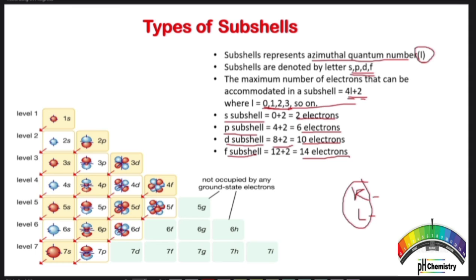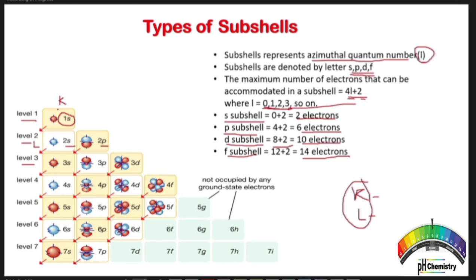Now here you can see these are the different levels. Levels are nothing but the orbits or shells. For the first orbit, which we represent by the capital letter K, we have only one subshell. So it is written as 1s. For the second shell, represented by the capital letter L, we have two subshells, so 2s and 2p. And so on for the third.